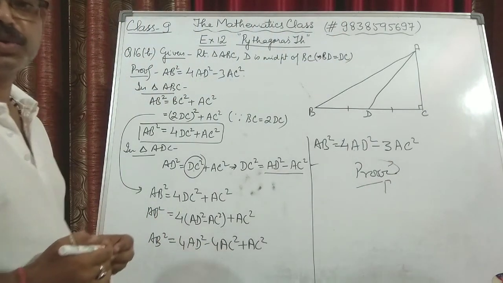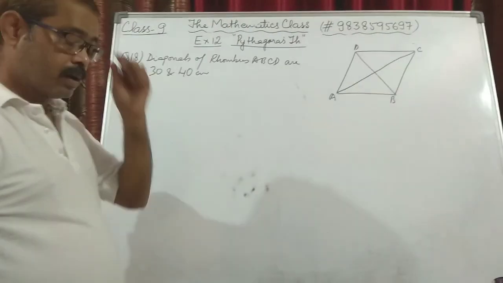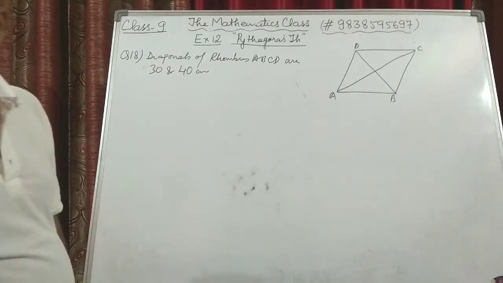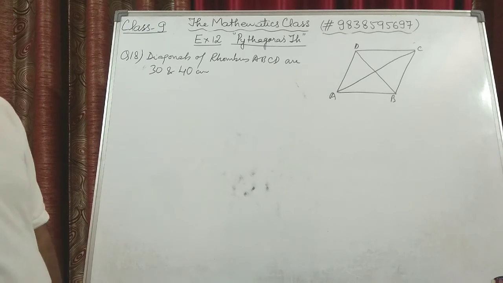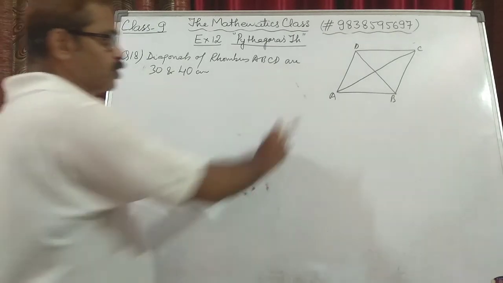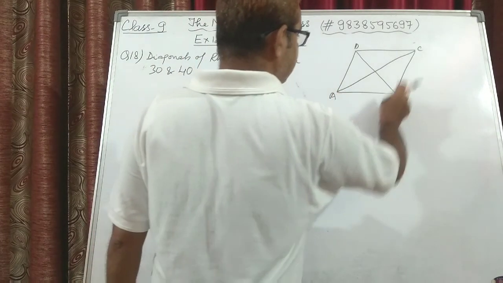So now we move on to the next question. Now we will consider question number 18. In question number 18, they say in a rhombus, if the diagonals are 30 and 40 centimeters, find its perimeter. So what I have done, I have drawn a rhombus ABCD.